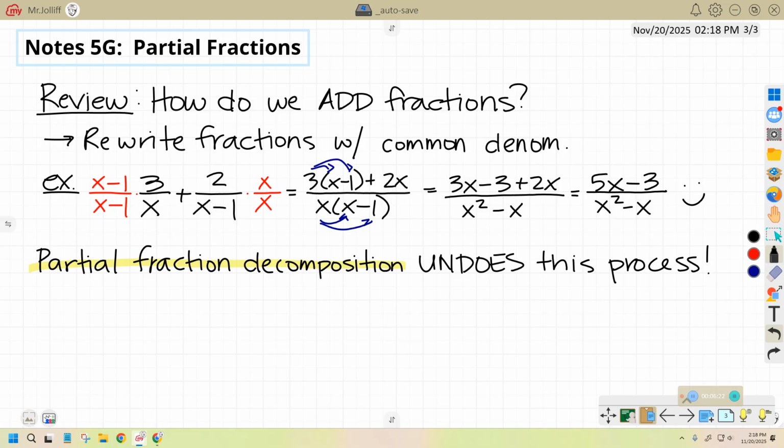The question is, how do I find PFDs? So we're going to go through the step list first, and then we're going to do nothing but examples for the rest of the class. Really? Yes, really. I don't know, however long we need.